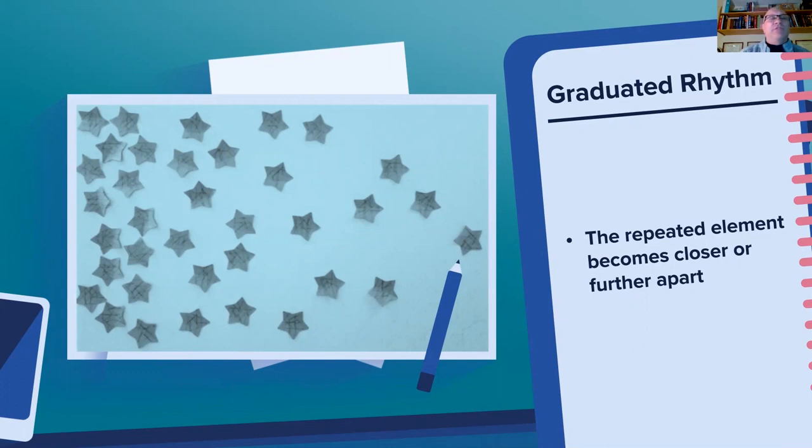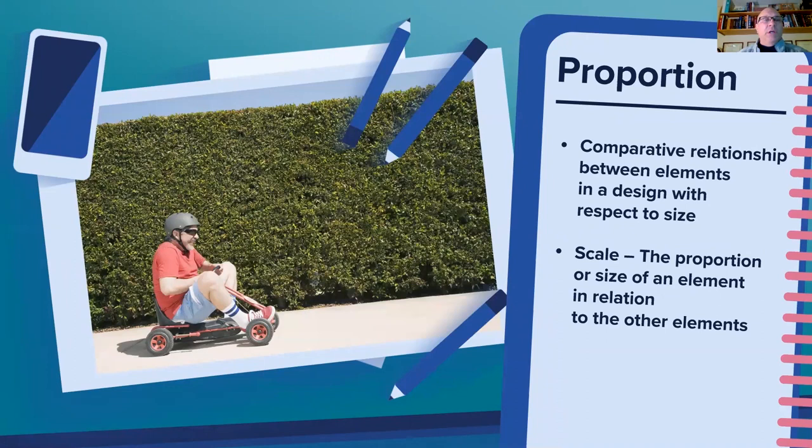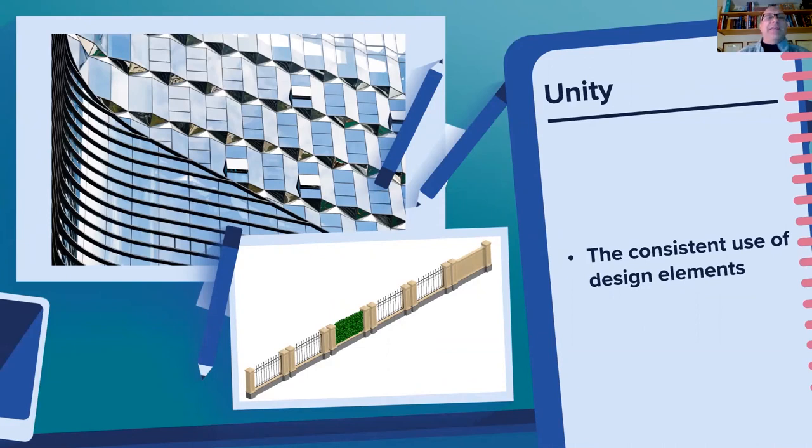As you can see over on the left side, we have a lot of stars. We still have stars, but on the right side, we're getting down to just one. So we're going from a lot of elements down to a small amount of elements. Proportion, obviously, that's a pretty easy one. One size compared to another. Unity, the same design element.